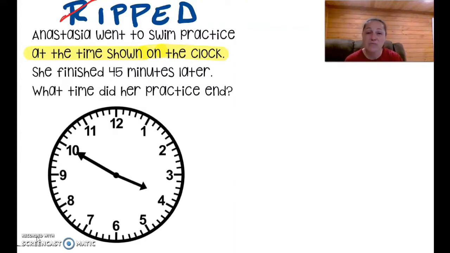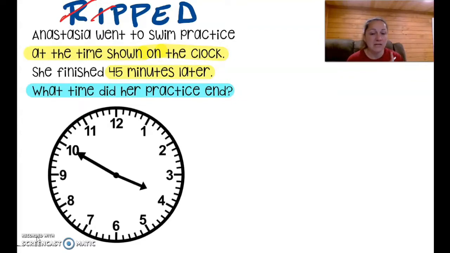Okay, she finished 45 minutes later. So I'm going to highlight 45 minutes later. What time did her practice end? There's my question. So what time did her practice end? So I have identified the important information. Now I'm going to make a plan.